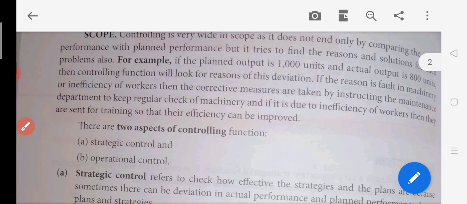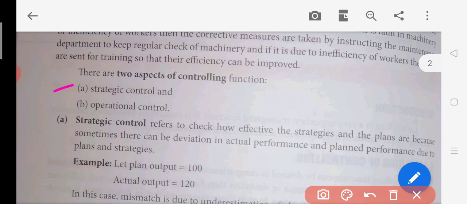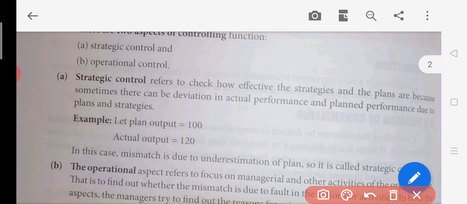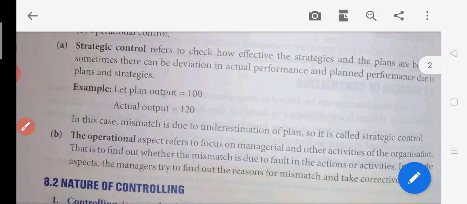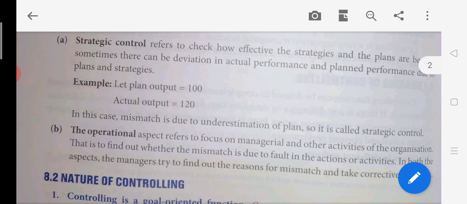Now basically there are two types of control. First is strategic control and second is operational control. Let us understand this first. What is strategic control? It refers to checking how effective the strategies and plans are, because sometimes there can be a deviation between actual performance and planned performance due to the planned strategies. Suppose you planned for 100 units and your production turns out to be 120 units, then definitely your capacity is more than that. So what is the problem here? The planning has not been done properly. In this case the mismatch is due to underestimation of the plan.